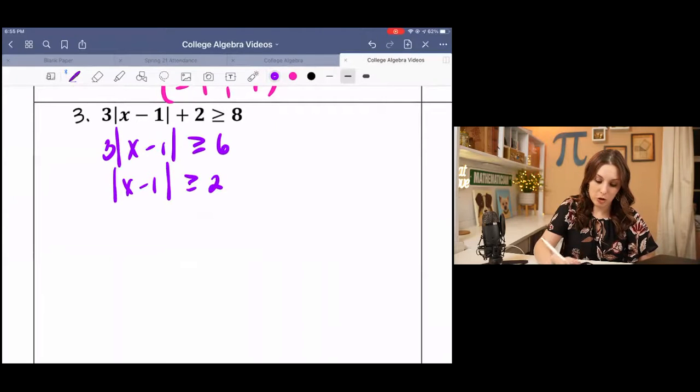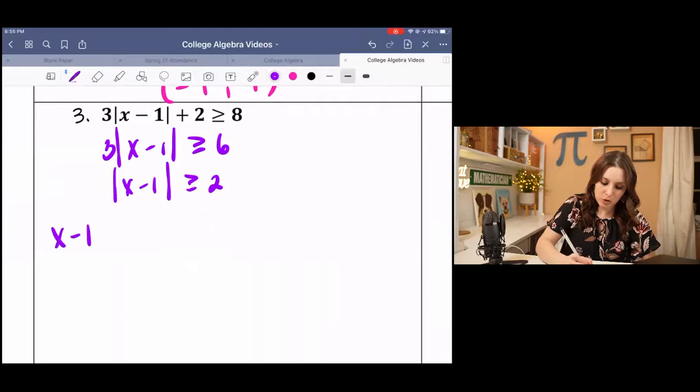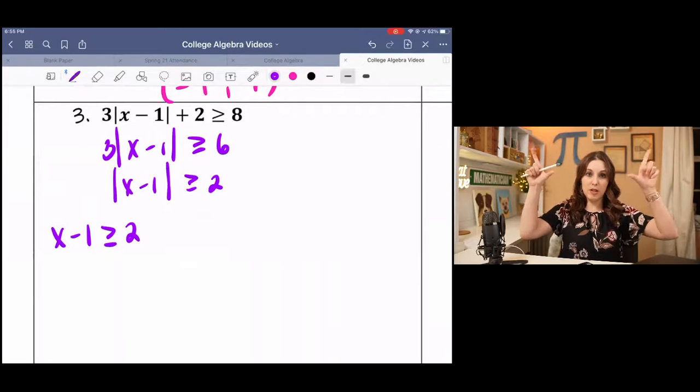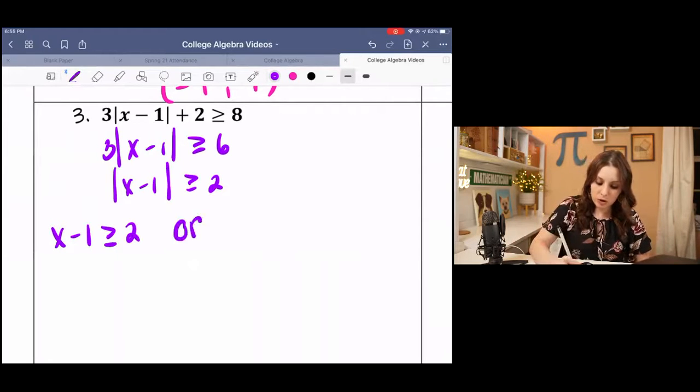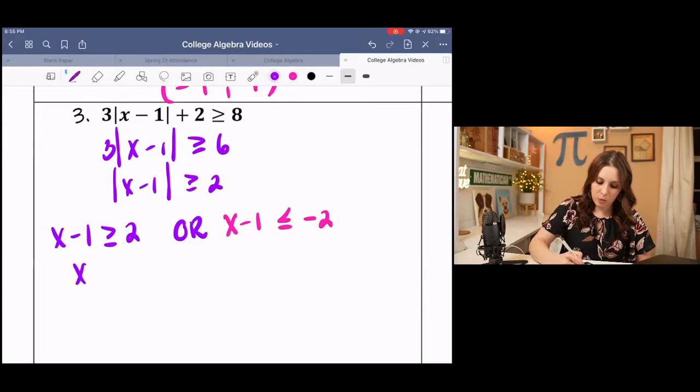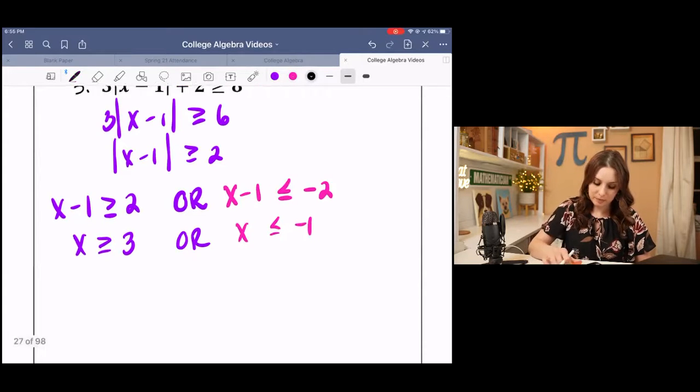Now we can set up our two cases. So we have our first case, which is the original. You can always get at least half the problem because you can set up your first case. Greater than or equal to represents those two pieces out on the sides, which is "or." And then we are going to flip the inequality, change the sign. So now we add 1, add 1, and then we're going to graph our two pieces.